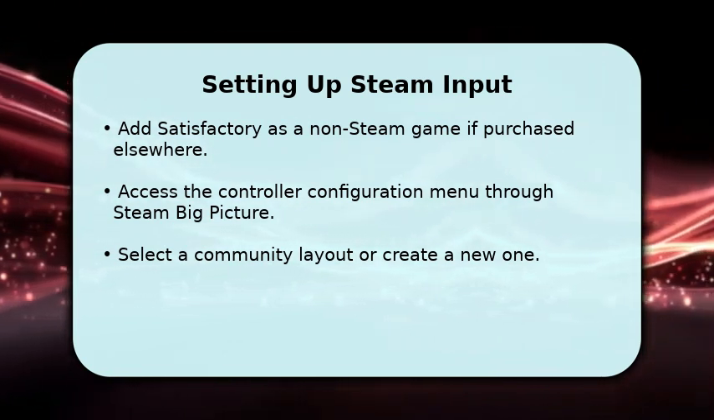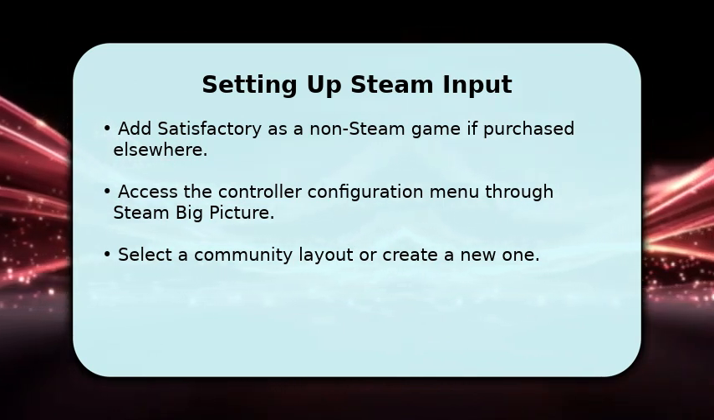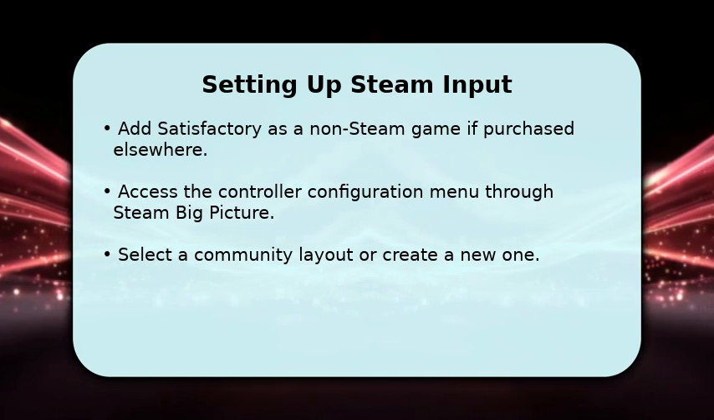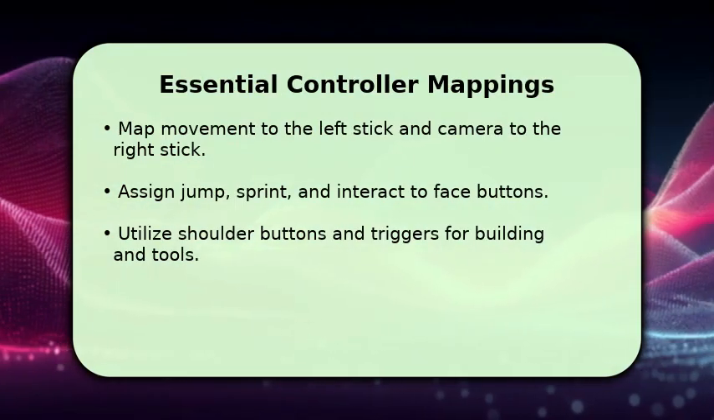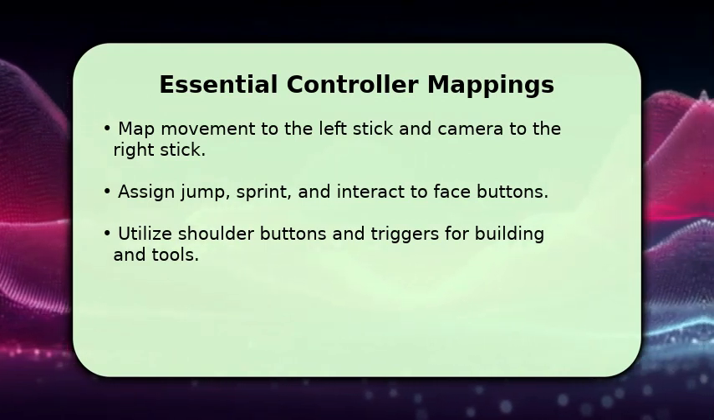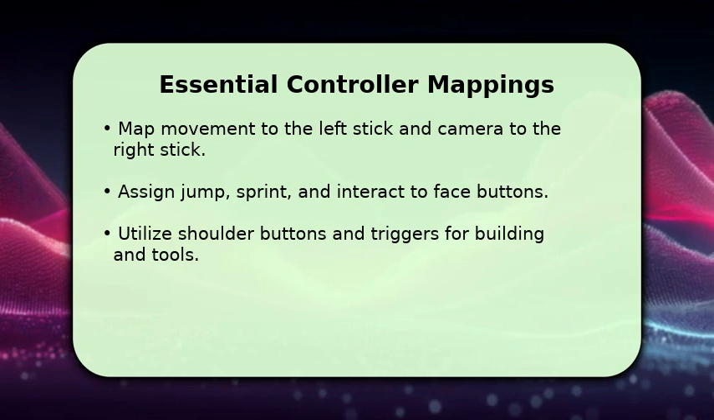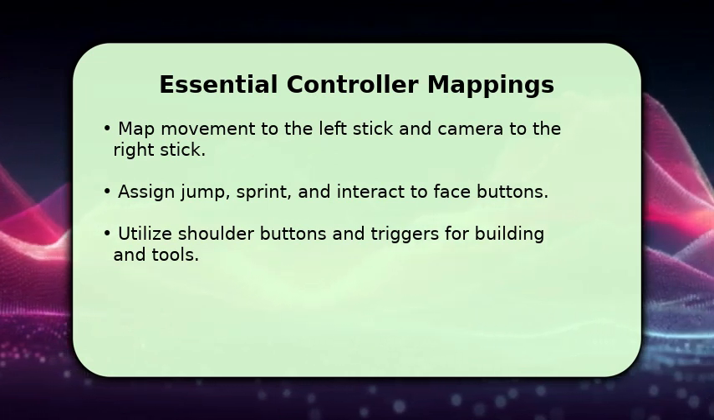Focus on mapping essential actions like movement, building, and interacting with the world to ensure a smooth initial experience. For effective control, assign movement to the left analog stick and camera control to the right analog stick. Map crucial actions such as jumping, sprinting, and interacting to the 4 face buttons for quick access.